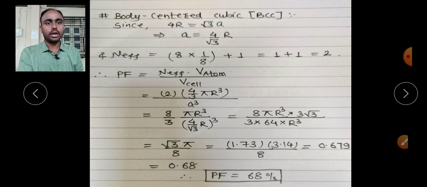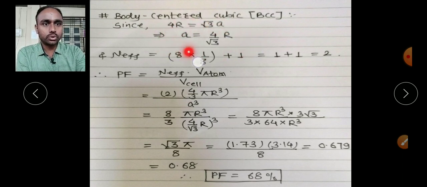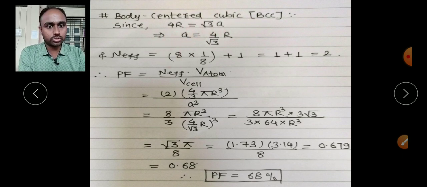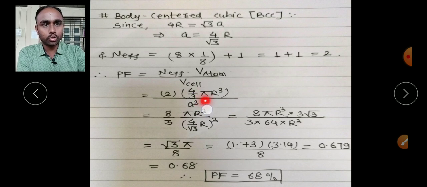Okay, good. Now next step, this 4 multiplied by 2, yes 8, and this 3 as it is, 8 by 3 pi r cube in the numerator as it is. In the denominator, instead of a, what we have to substitute? a is equal to 4 by root 3 into r. So substitute here 4r divided by root 3, it is a cube because a cube, and then do the calculations.